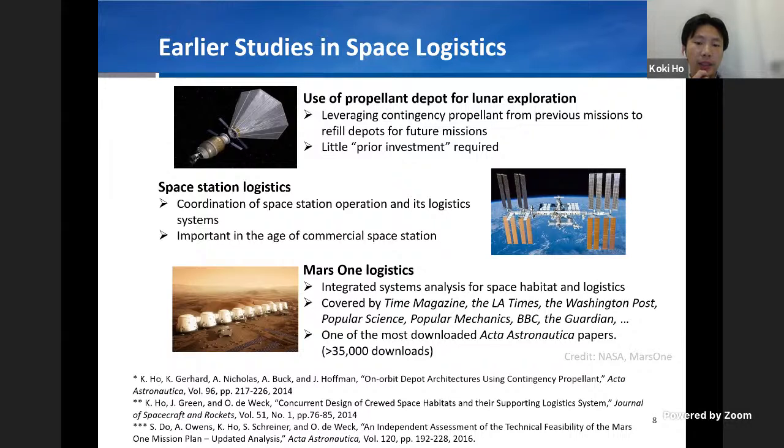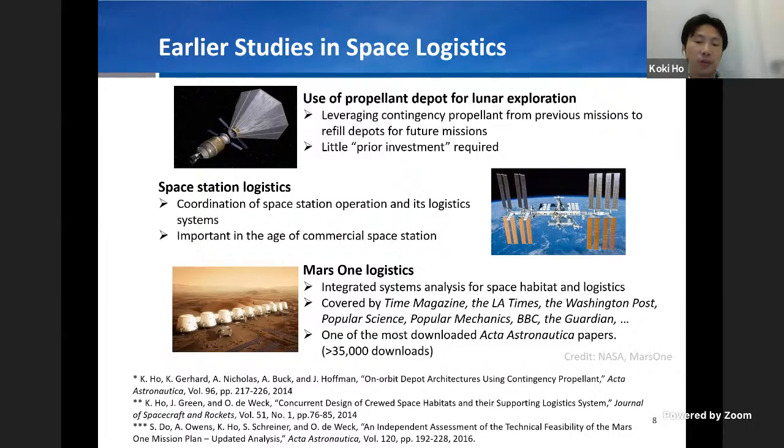And the last one here is, I don't know how many of you have heard of the project called Mars One. It was proposed by a Dutch nonprofit organization to send humans to Mars one way, I believe for a reality TV show. At that time, we leveraged some of the logistics tools we had developed, including the mission design, but also the life support system.